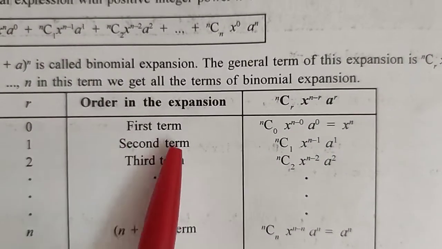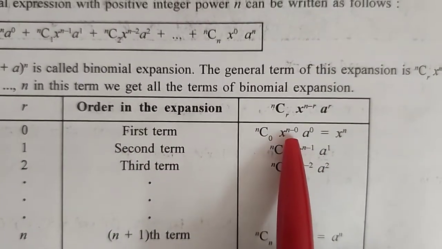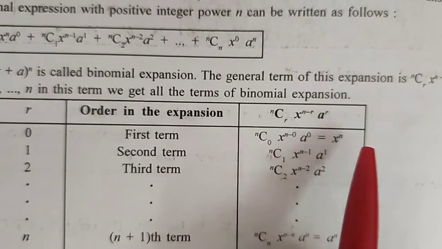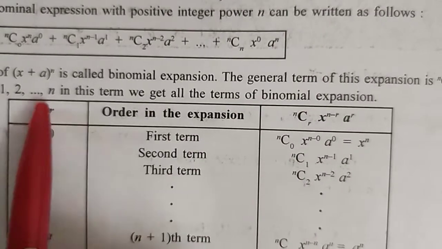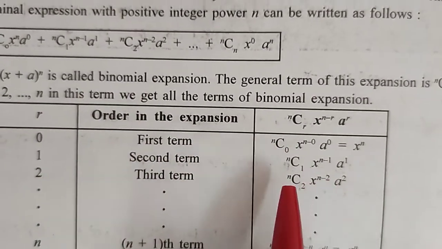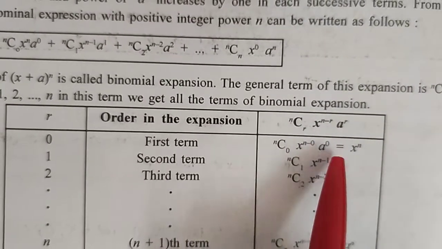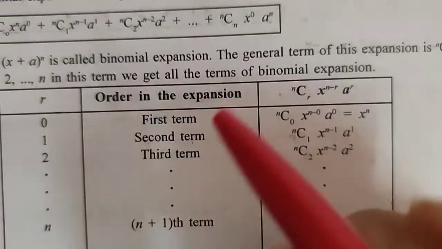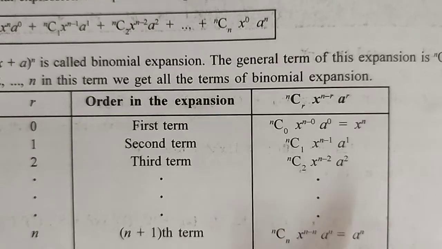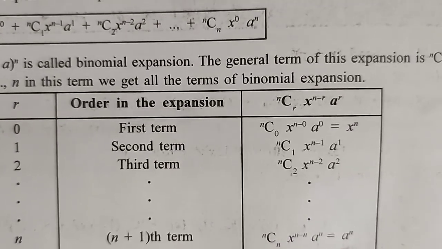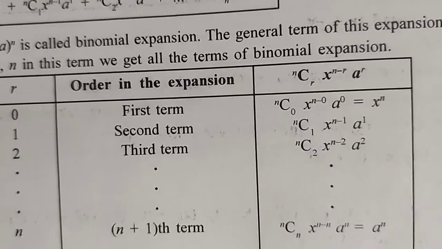Now if I take r as 0, then our first term will be nc0 x raised to n minus 0 and a raised to 0. So our answer ultimately will be x raised to n. If I take r as 1, then the next term will be nc1 x raised to n minus 1 and a raised to 1. Fine. Same way, till whatever your n is given, till the nth term. So my last term here will be a raised to n, that is ncn x raised to n minus n a raised to n.